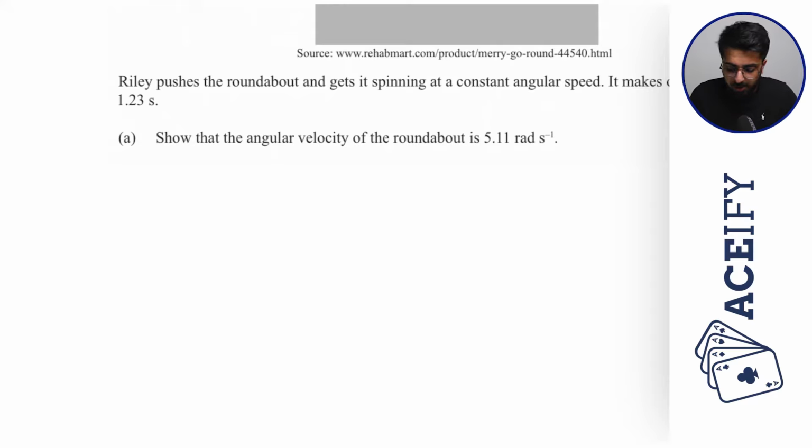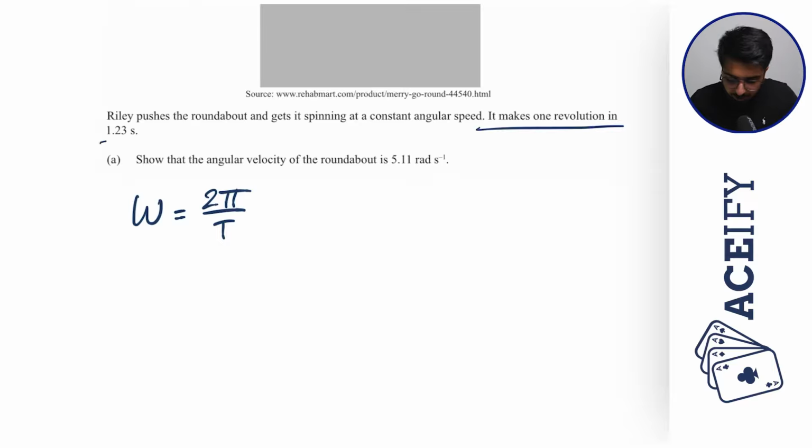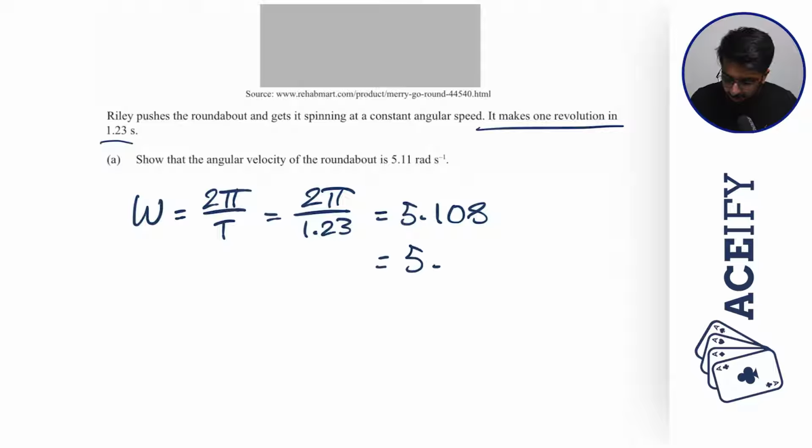Alright, so we know that our angular velocity, omega, is equal to 2 pi all over the period. We can see that it makes one revolution every 1.23 seconds, and so 1.23 seconds is the period, and so 2 pi all over 1.23. This gives an angular velocity of 5.108, and therefore that's the same as 5.11 radians per second.